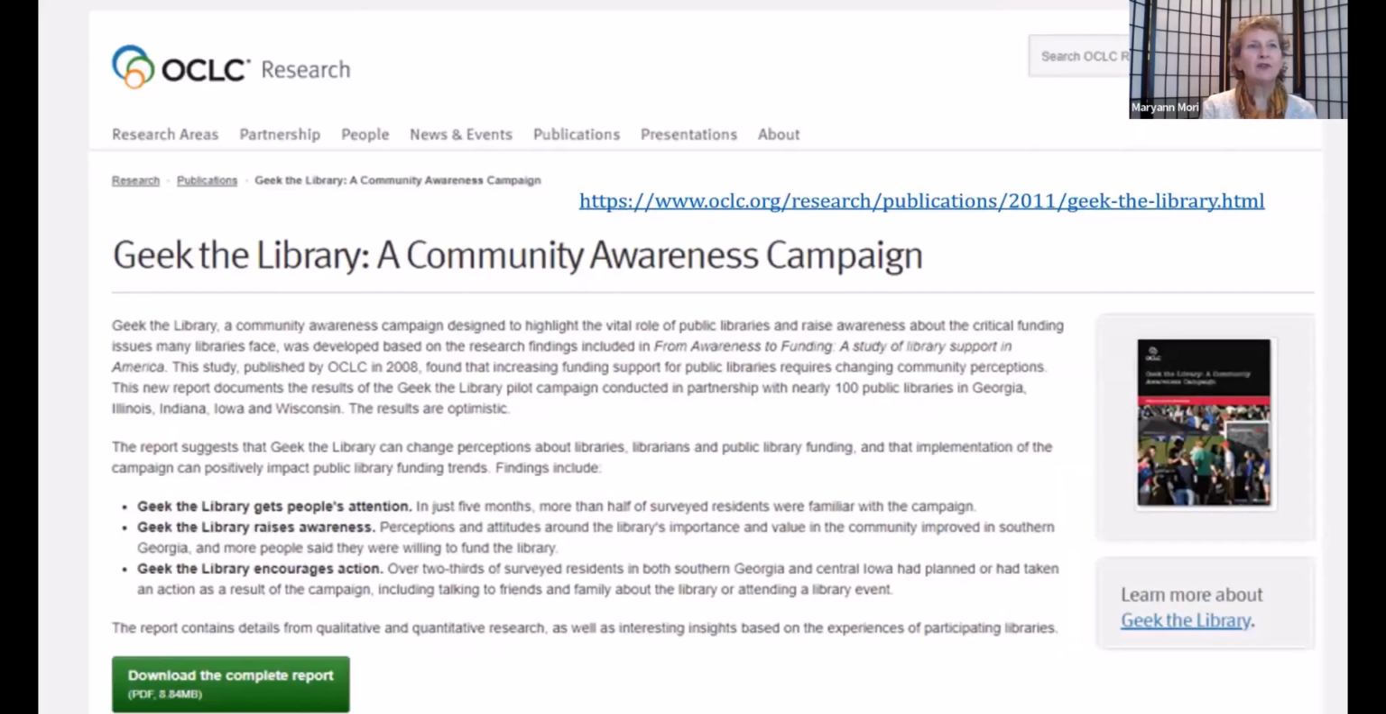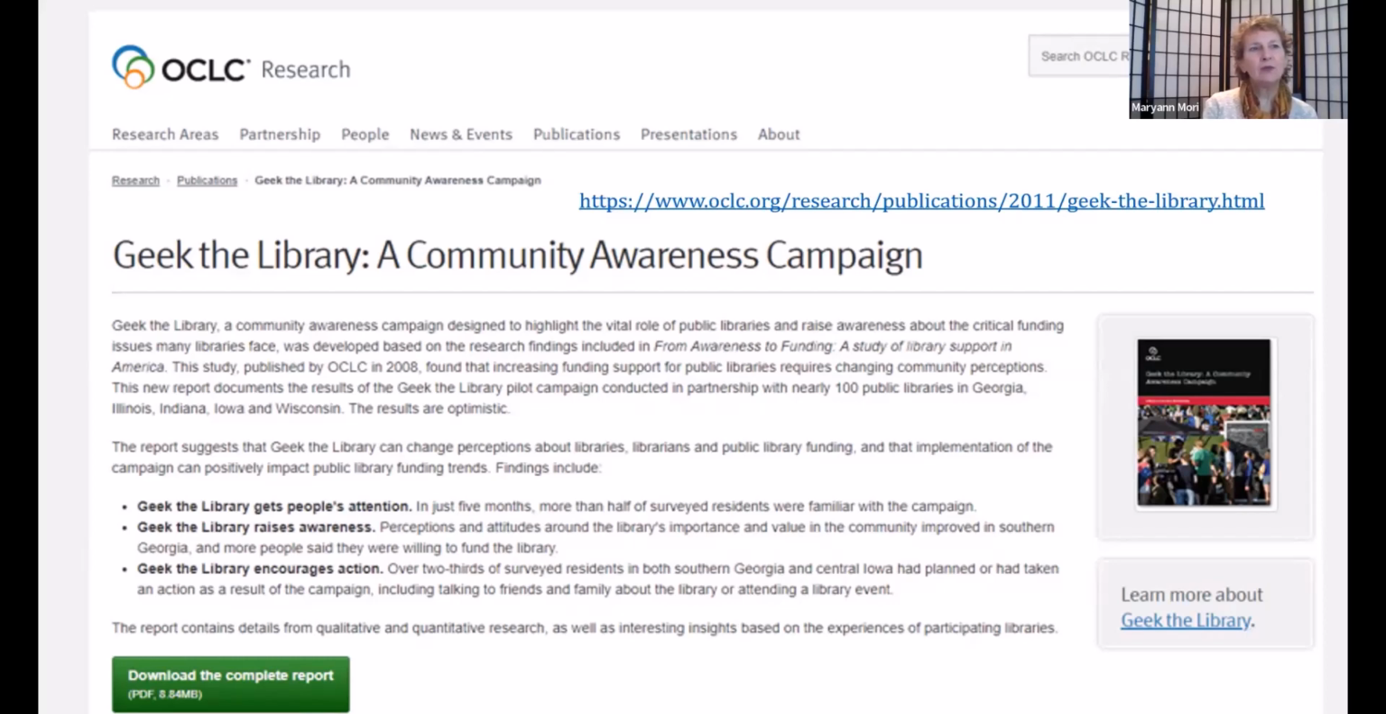Several years ago, OCLC oversaw a community awareness campaign called Geek the Library that was designed to highlight the role of public libraries and raise awareness about funding issues many libraries face. The campaign was a research project that resulted in a publication titled From Awareness to Funding, a study of library support in America. I mention this campaign for a couple of reasons.